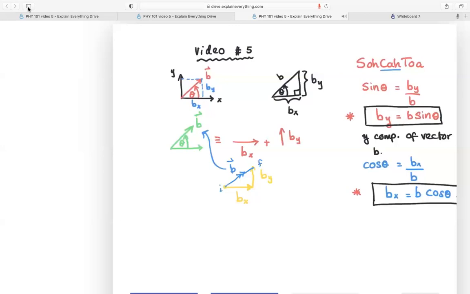Now, in order to find the angle, again, I am drawing the triangle, or I can actually use the one over here, but you know what? I'm going to draw it. So here goes the right triangle, and this is Bx, this is By, and this is B, right? So B is, I'm just circling it on this side, B is the magnitude of the vector as we discussed in the class.